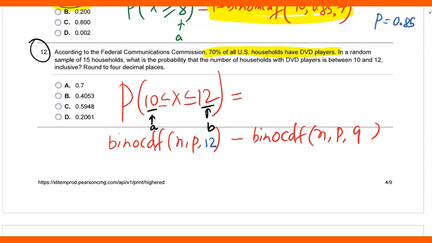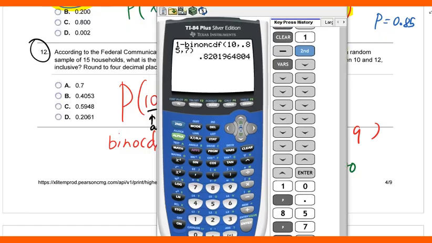But what's the n value here? n is 15. What's the p value? p value is 0.70. Same thing here: n is 15, p value is 0.70. Of course, this is the 9. Okay, let's put everything in the calculator. Let's just type everything in the calculator.